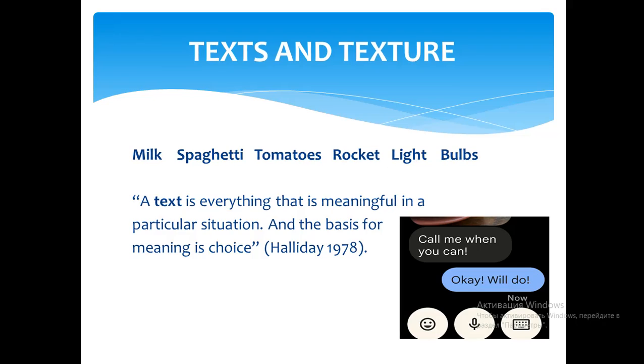The reason for this is that there are no grammatical elements that join these words together. It would be much easier for you to understand the relationship among these words if they appeared in a conversation like this. "What do you need to get at the shop?" "Well, we need some milk and I want to make a salad, so let's get some tomatoes and rocket. And oh yeah, the light bulb in the living room is burnt out. We'd better get new ones."